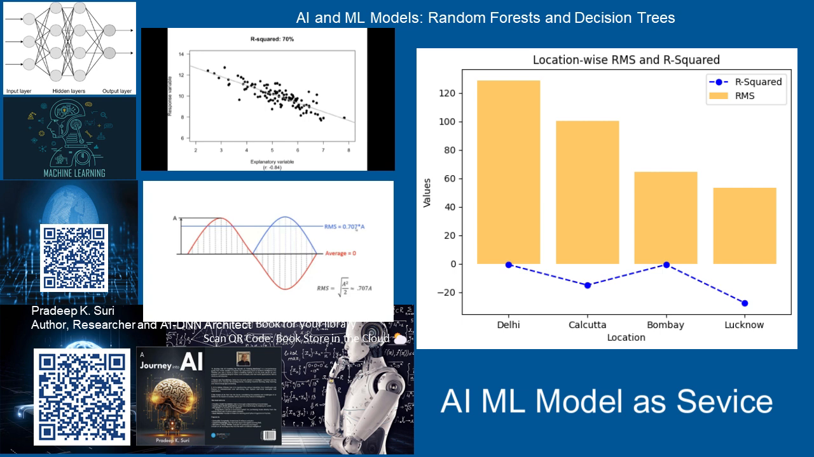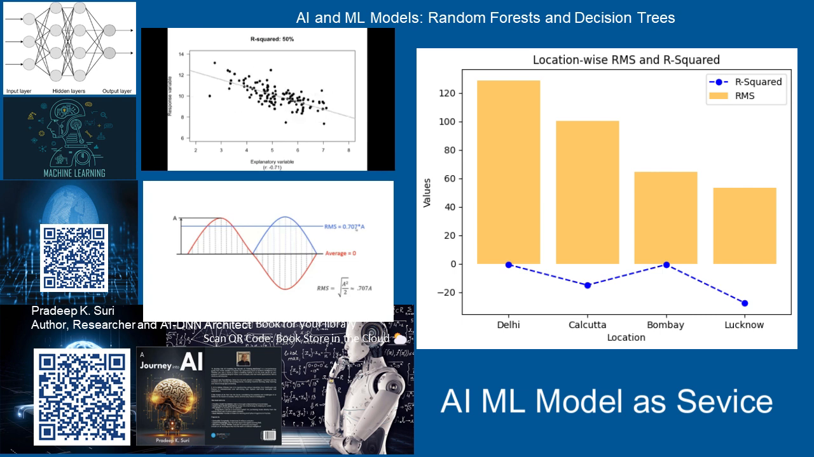Key observations. Delhi stands out with the highest RMS value, indicating a significant measure in this context. Lucknow has the lowest values for both RMS and R-squared, suggesting a different performance or result compared to the other locations. The R-squared values decrease consistently from Delhi to Lucknow, which might indicate a trend or pattern relevant to the data being analyzed. This graph could be useful for analyzing location-based performance or results in a specific context. If you have any specific questions about the data or need further analysis, feel free to ask.